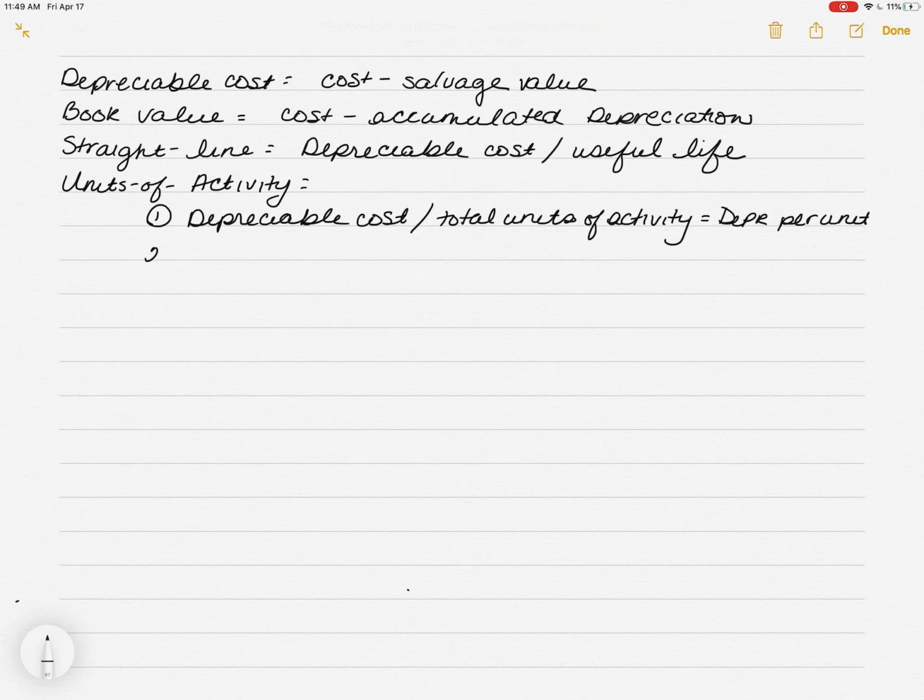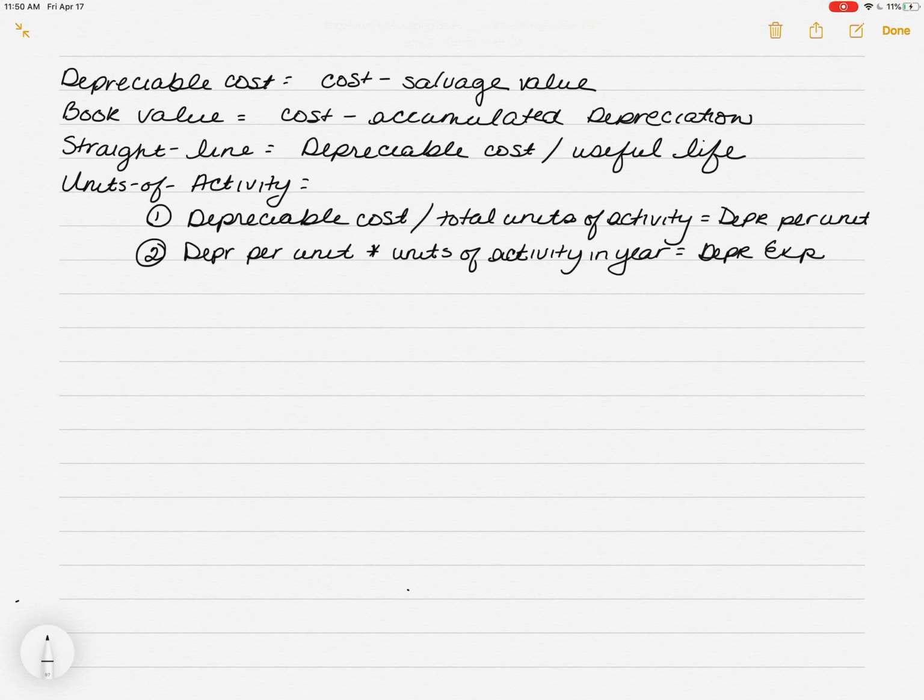Our next step, step 2, is to take that depreciation per unit and multiply this by the units of activity in that particular year. And that's going to give us our depreciation expense for each year.